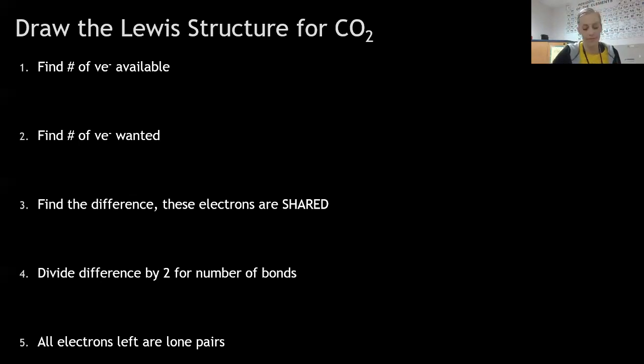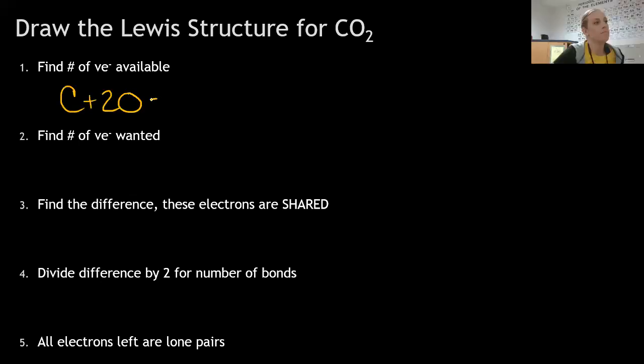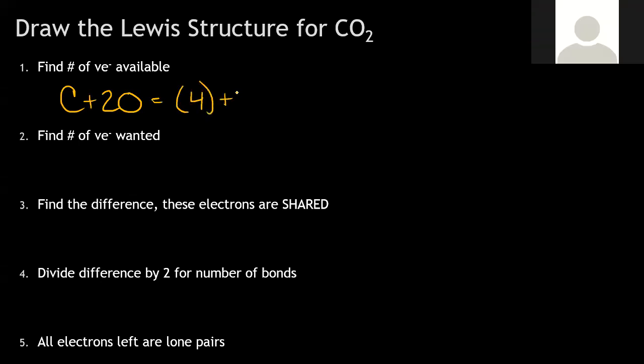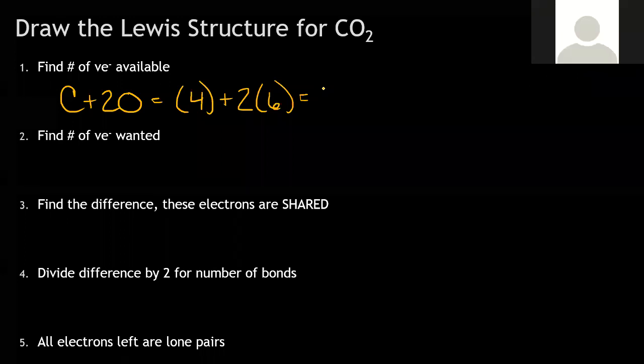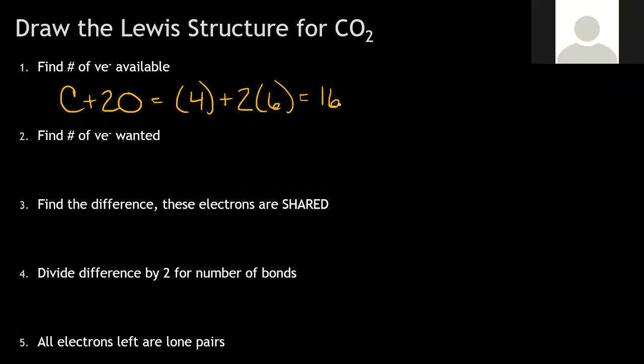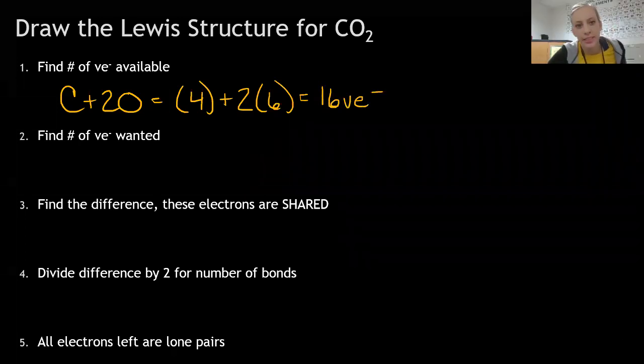Kiera, start me off. What's step 1? So you would have 1 carbon plus 2 oxygen. Yeah. And carbon has 4 valence electrons and oxygen has 6. So you would do 2 times 6. Beautiful. So how many is that total? And that equals 16. Beautiful. Good job, Kiera. Woo! Step 1 done.